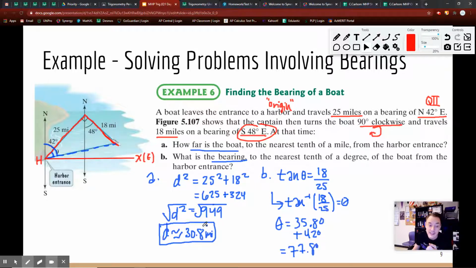77.8. So that's that whole degree thing right there, which means my final answer, and I'll put it in bright green here, is north 77.8 degrees and then east. That is my final answer.